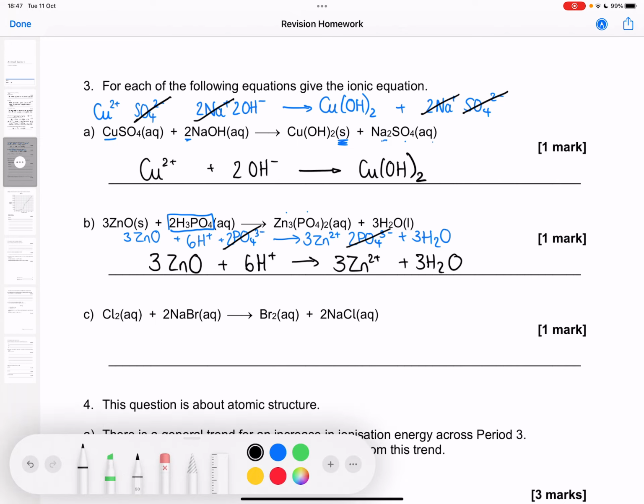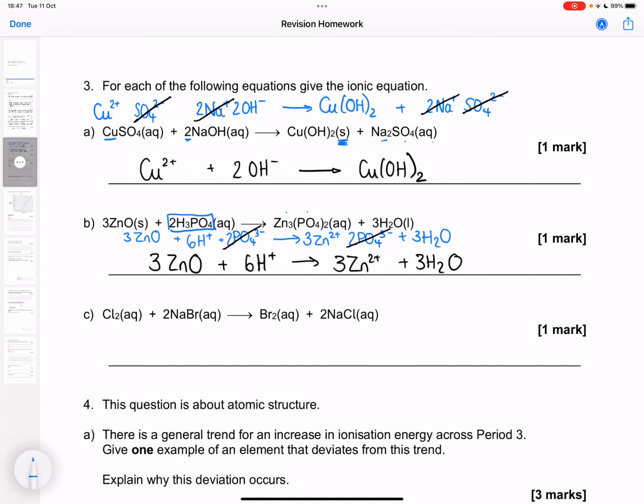Now our last example, we need to be more careful because everything's aqueous, so we feel like everything might cancel. But chlorine, Cl2, does not contain a metal and is not an acid. So that cannot be separated. It's a covalent substance. 2 sodium bromides, though, sodium is a metal, so we know that we're going to split that into 2 sodiums and 2 bromides. And bromine is a covalent compound. It doesn't contain a metal and it's not an acid.